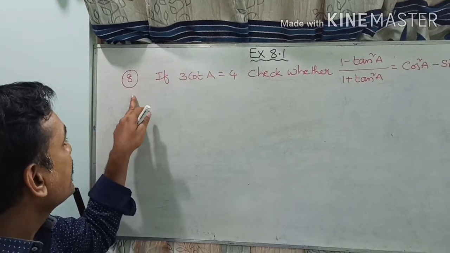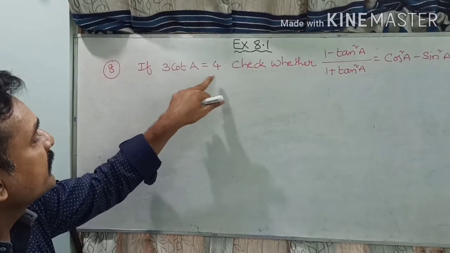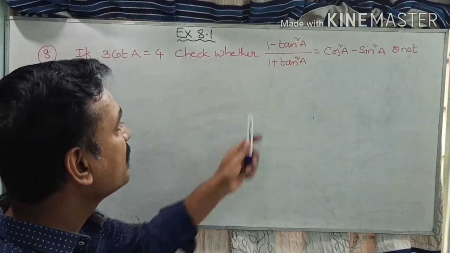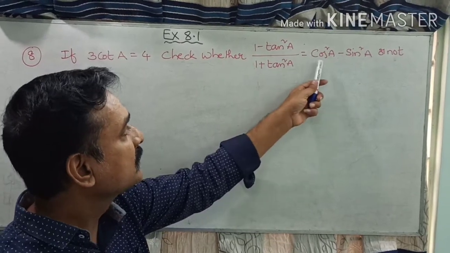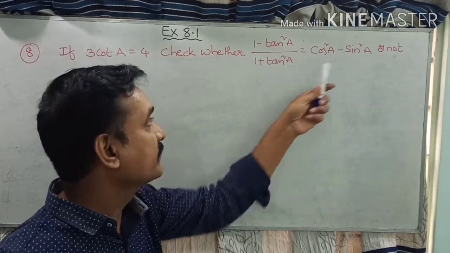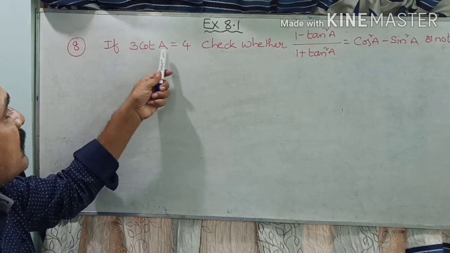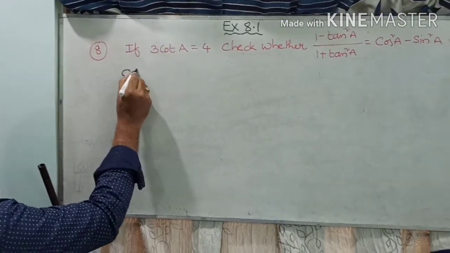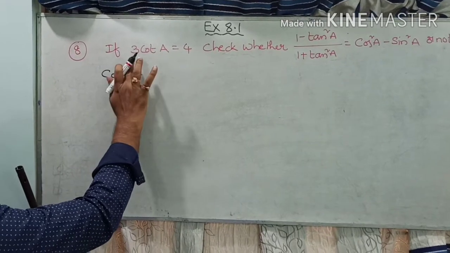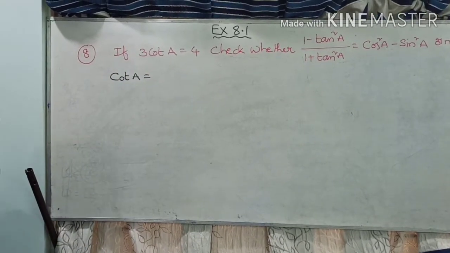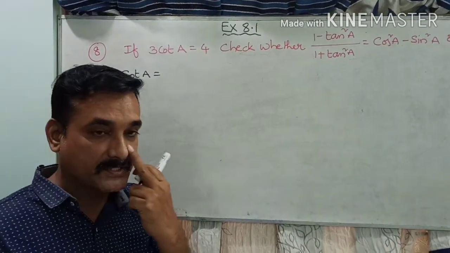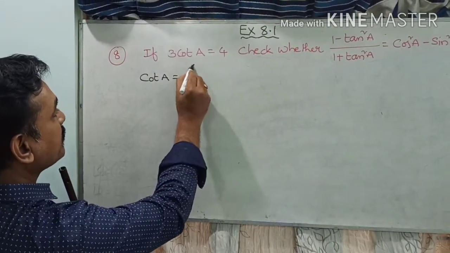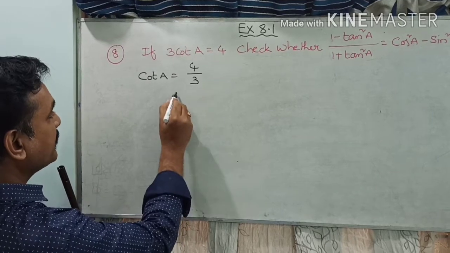So here, question number 8. If 3 cot A equals 4, check whether (1 minus tan square A) by (1 plus tan square A) equals cos square A minus sin square A. So given 3 cot A equals 4. From this, what can we write? Cot A equals 4 by 3, since 3 is in the form of multiplication on one side, so on the other side it goes by division.